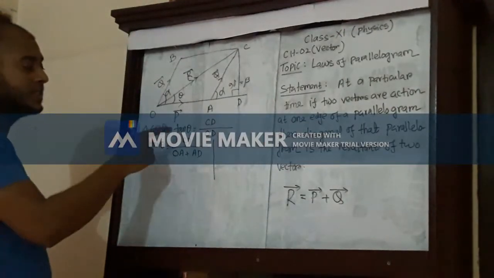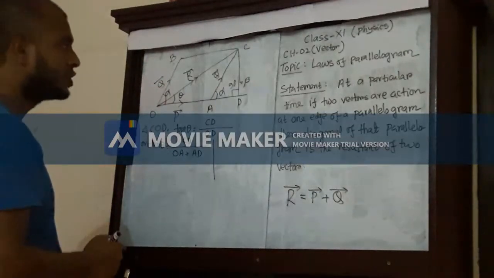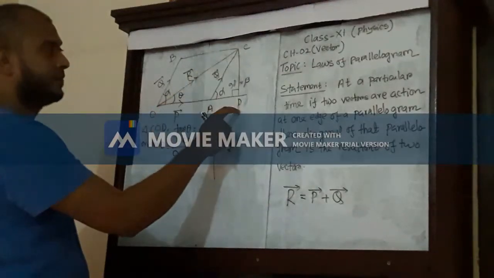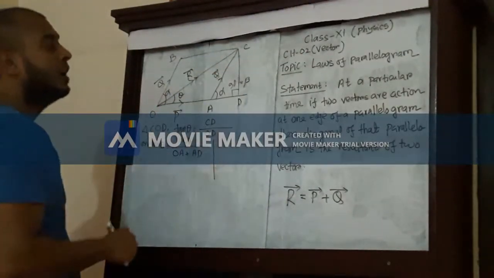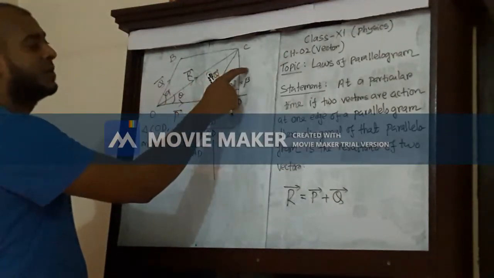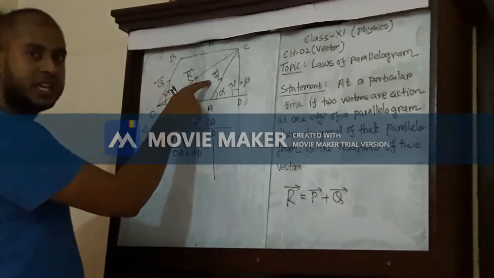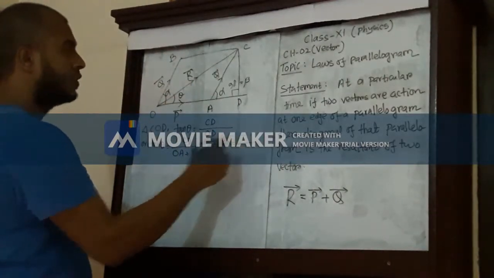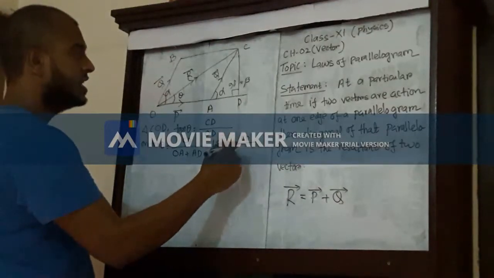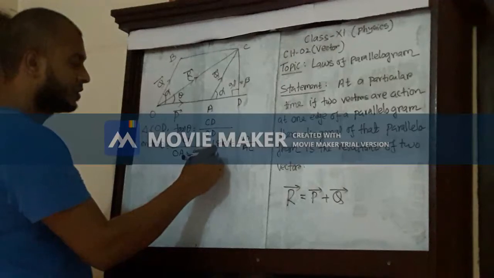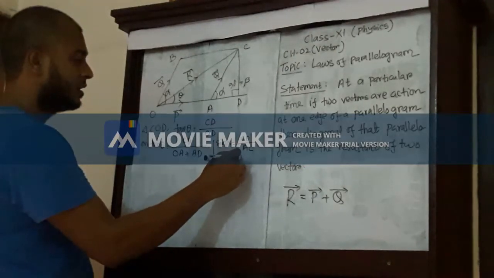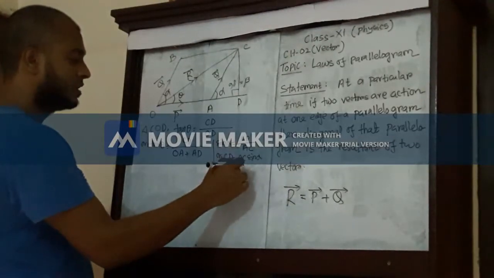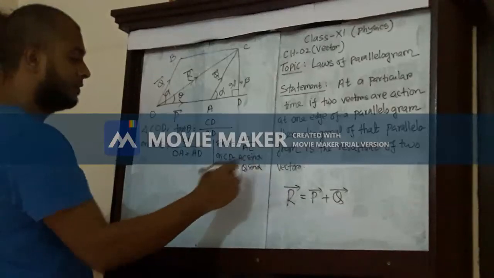So I have to find out this CD and AD. CD stands in the smaller triangle ACD, and here the known value is Q. So perpendicular and hypotenuse, I must take the sine ratio. So sine alpha will equal CD divided by AC. So CD will equal AC sine alpha. AC equals Q, so CD equals Q sine alpha.